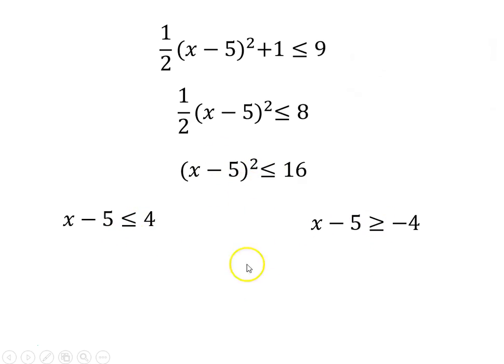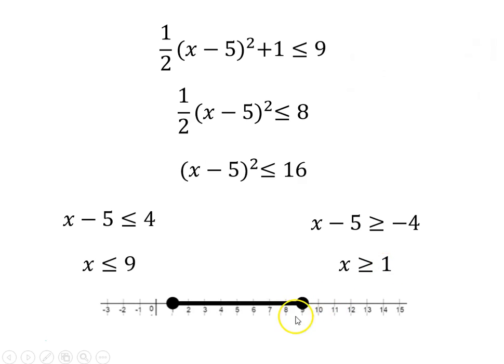Then we just take these two and we solve them algebraically. Add 5 to both sides, and we get x is less than or equal to 9, or x can be bigger than or equal to 1. When we graph those on a number line, it looks like this. So notice here, they're in between each other, because these two inequalities are dictating that x has got to be in between.